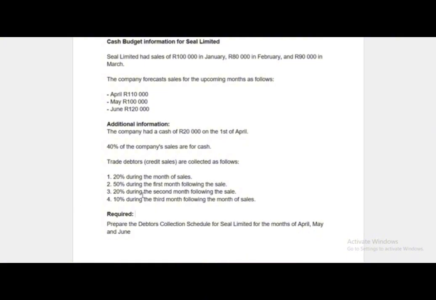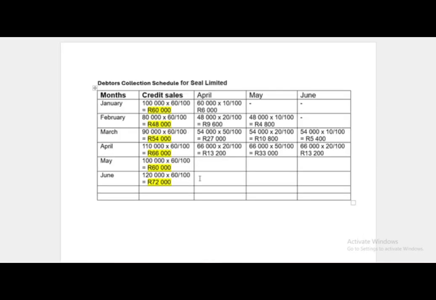So we are in the month of May, and the policy says 20% during the month of sales. So it means we are going to collect 20% during the month of sale. The month of sales is May this time. So we're going to collect in May. So it means April is not affected. We're not going to collect anything in April for May. We need to start collecting from May.